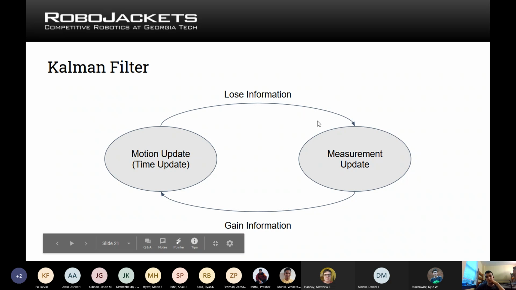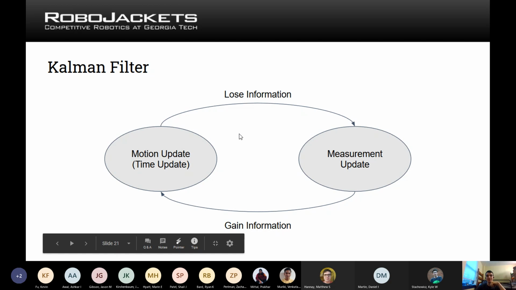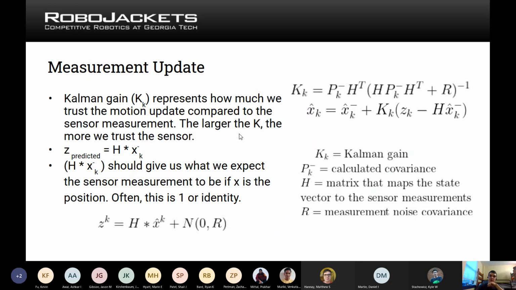So now we'll talk about the measurement update, and hopefully we can gain information so we don't end up just being completely lost. If you didn't have a measurement update and you just kept moving, eventually you would have no idea where you are, even with a perfect initial guess, because that covariance would just increase forever. A measurement update, and this is probably the most scary slide in this whole presentation, is this Kalman gain equation here.